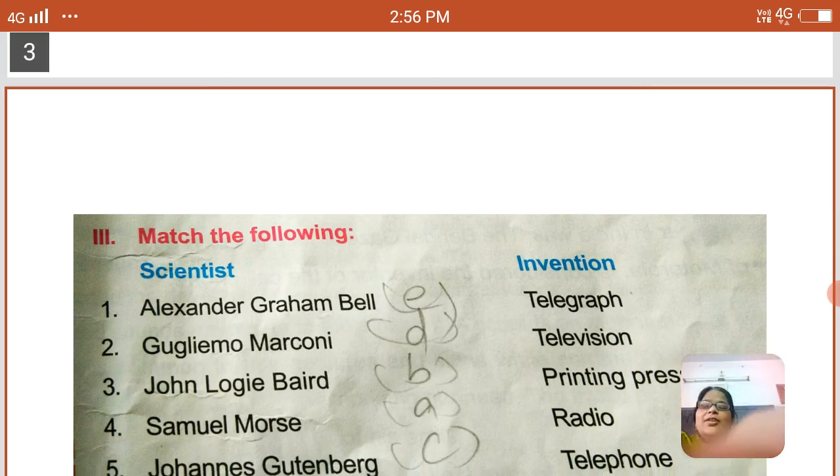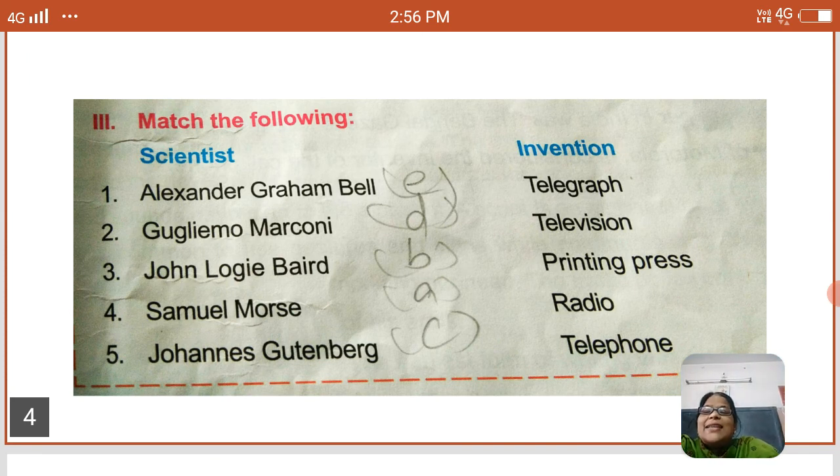Match the following, children. Here, scientists and inventions. Alexander Graham Bell, Guglielmo Marconi, John Logie Baird, Samuel Morse, Johannes Gutenberg. Telegraph, television, printing press, radio, telephone. This is very, very important, children. You have to remember it very well. See, children, here I wrote 1, 2, 3. On this left-hand side, you have to write A, B, C, D, E.